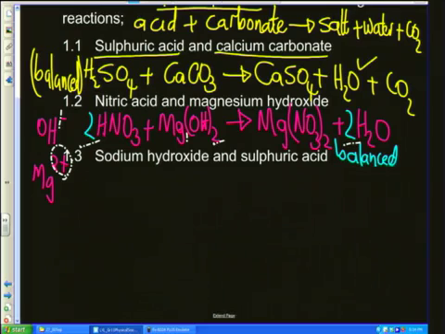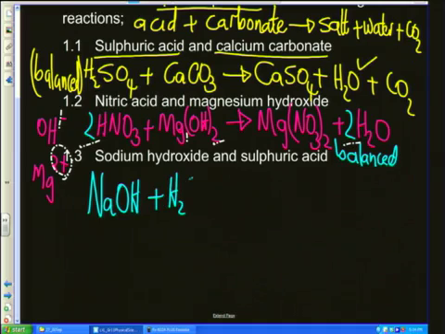Let's have a look at the next one. Sodium hydroxide and sulfuric acid. Again, an acid and a base. So what do I have here? I've got NaOH, sodium hydroxide, reacting with what? Sulfuric acid, H2SO4. All right? I'm going to produce a salt and water, but what type of a salt?